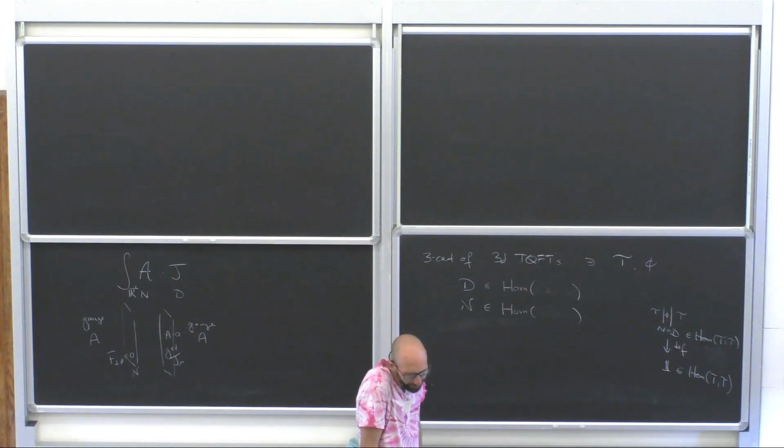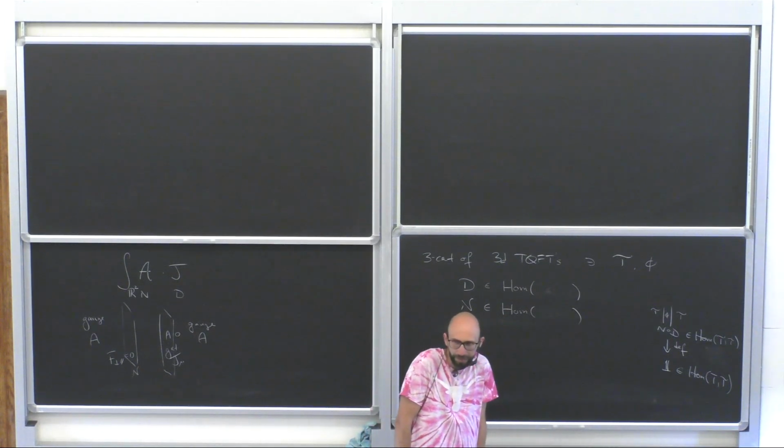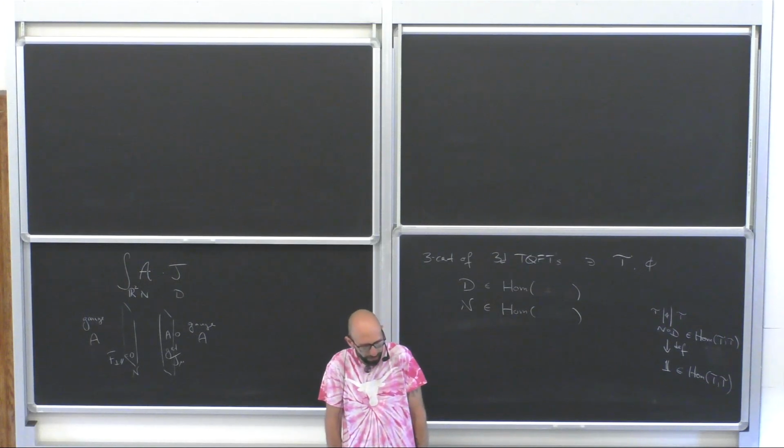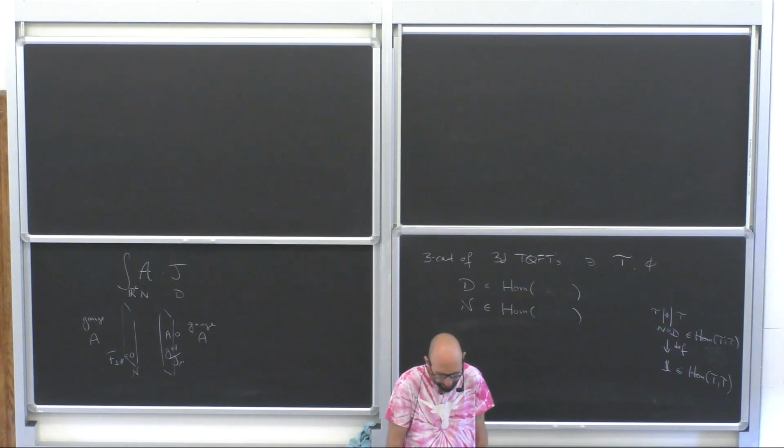So I wanted to finish up by giving a few examples. One that is maybe the simplest, but I don't know if it's interesting for this audience, is finite group gauge theory.